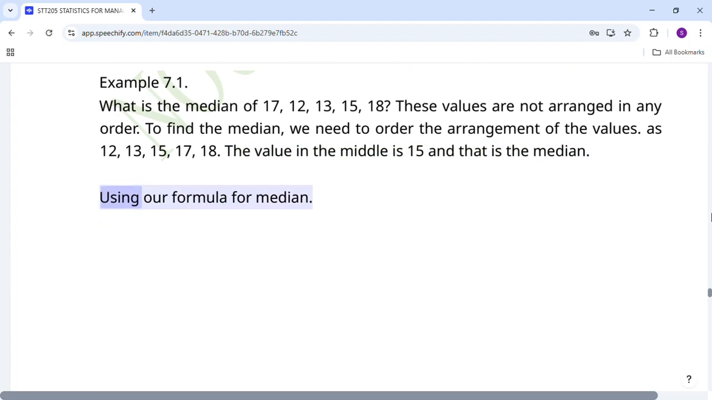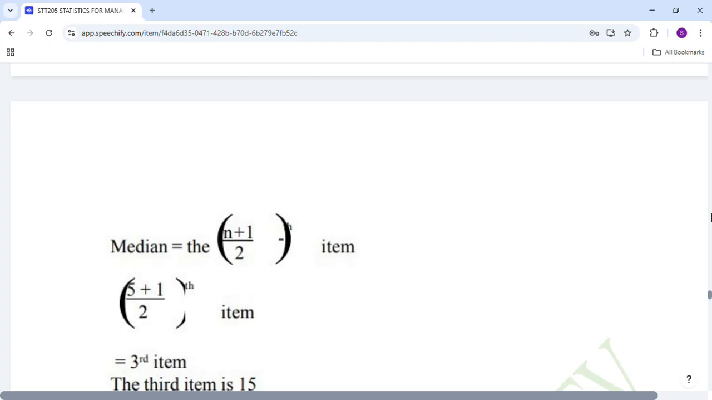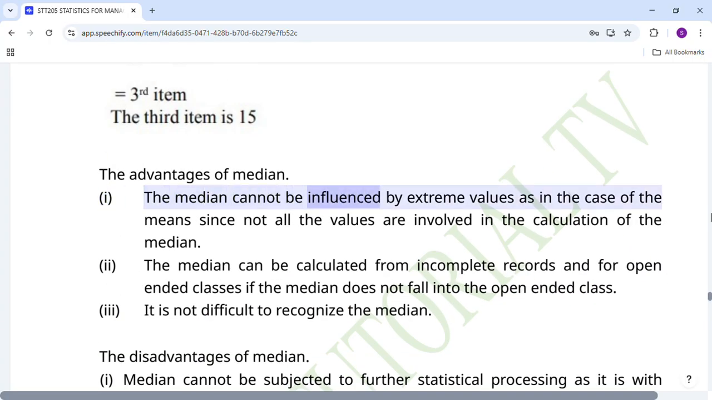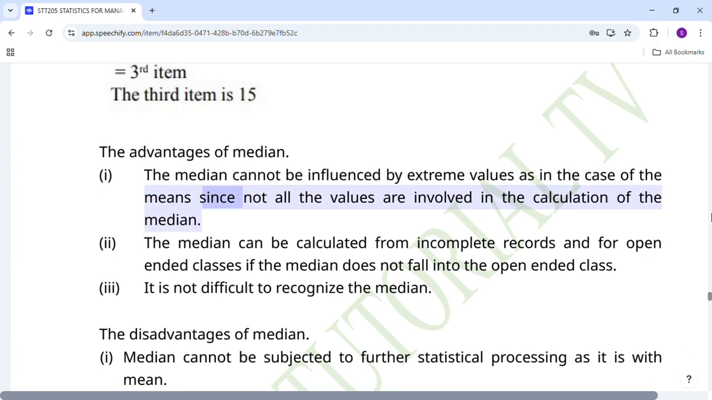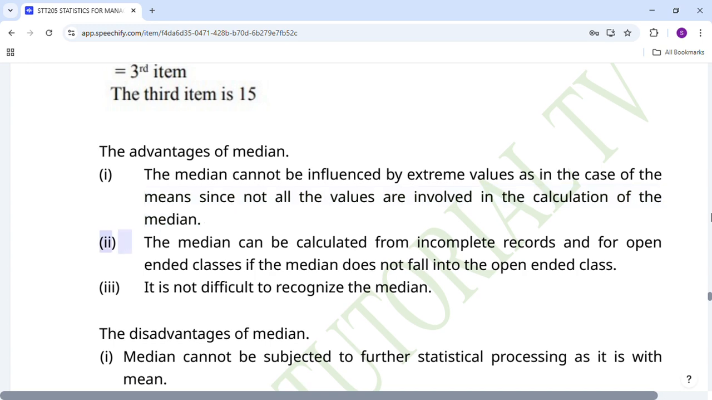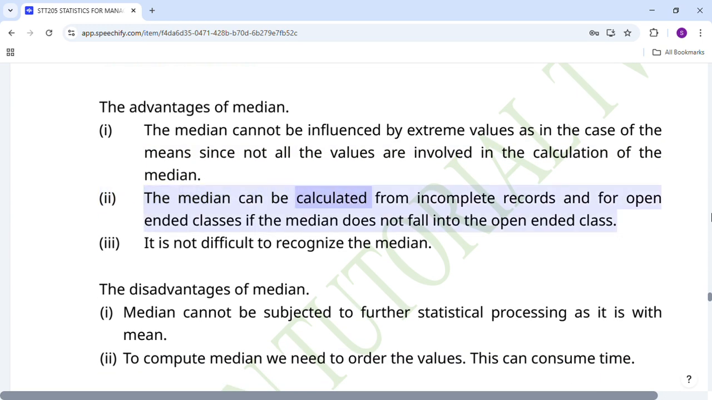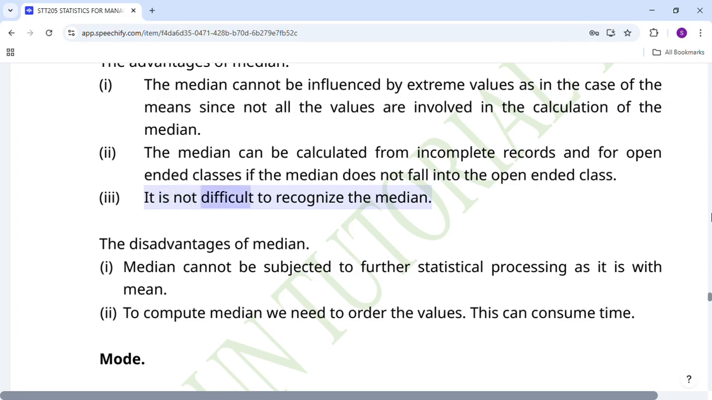Using our formula for median. The advantages of median. 1. The median cannot be influenced by extreme values as in the case of the mean, since not all the values are involved in the calculation of the median. 2. The median can be calculated from incomplete records and for open-ended classes if the median does not fall into the open-ended class. 3. It is not difficult to recognize the median.